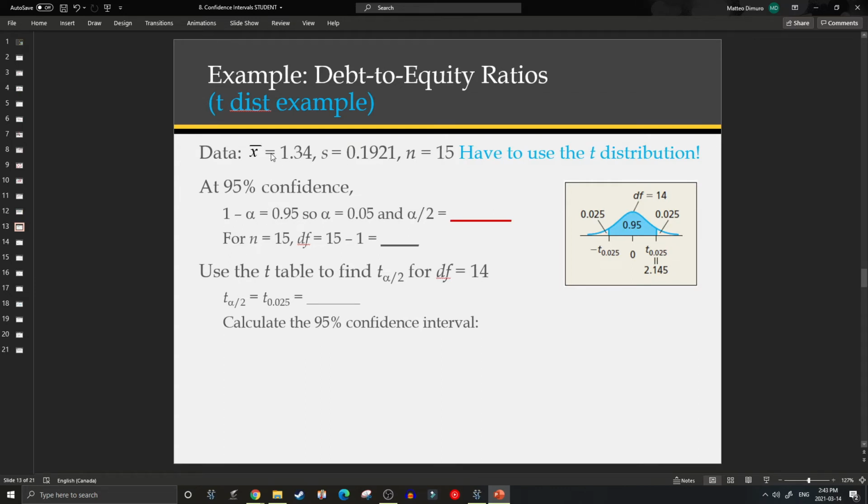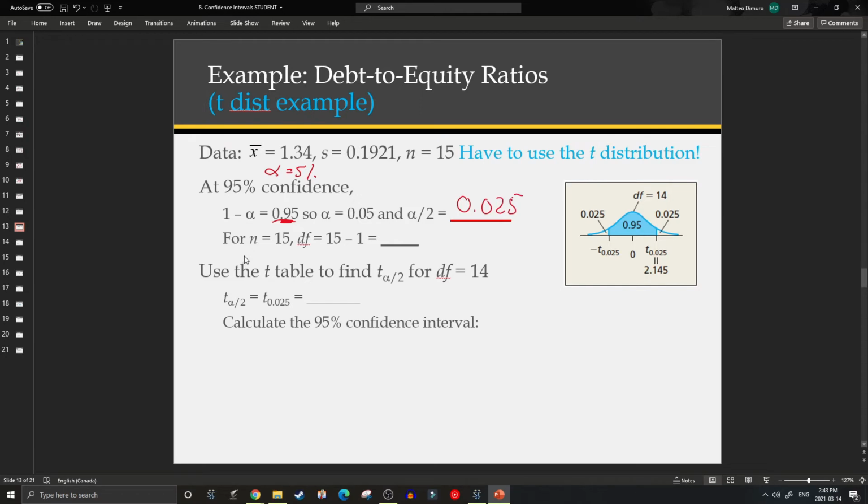So I kind of have it laid out for you on the next slide. So here's the data from the question. X bar is this, standard deviation, and n was 15, right? So they sampled it 15 times. Now we're doing a 95% confidence interval. So alpha is 5%. Okay, but if you want to do the whole 1 minus alpha, then that's 0.95, right? So alpha is 0.05, alpha divided by 2, just cut it in half.